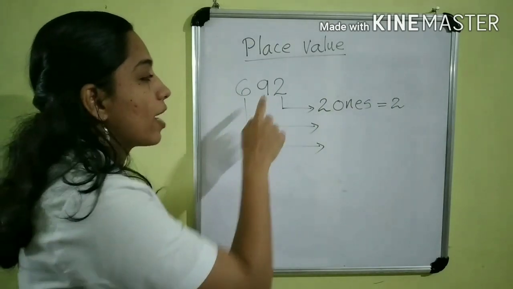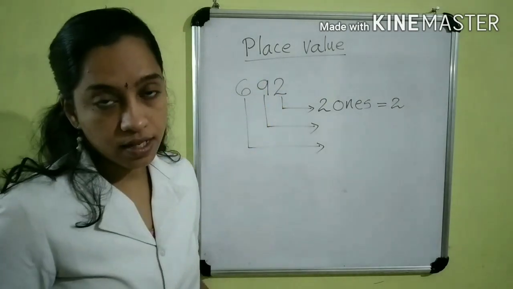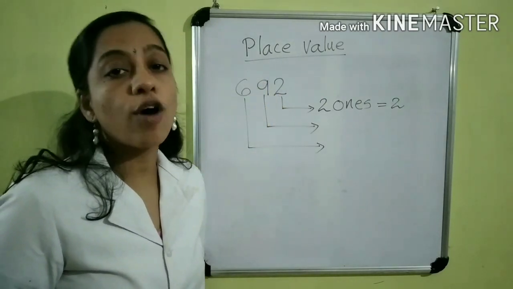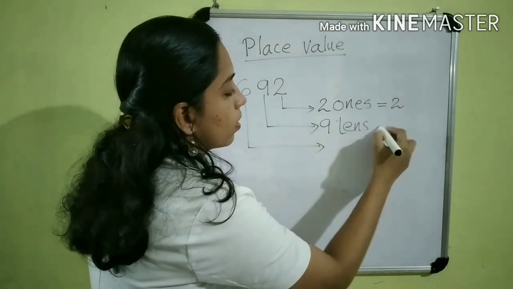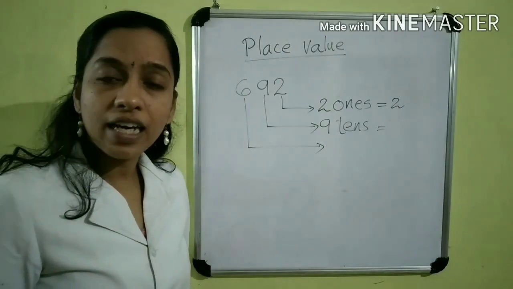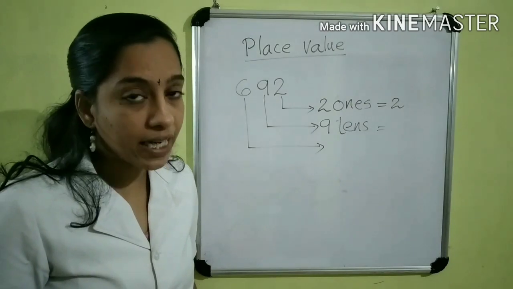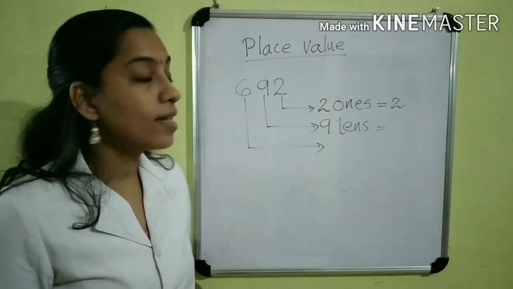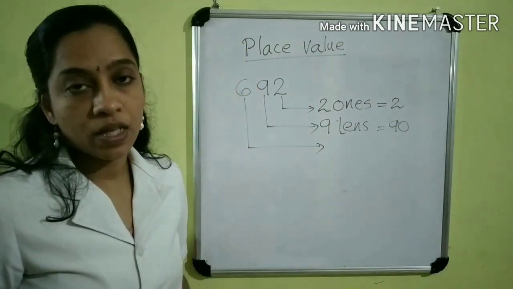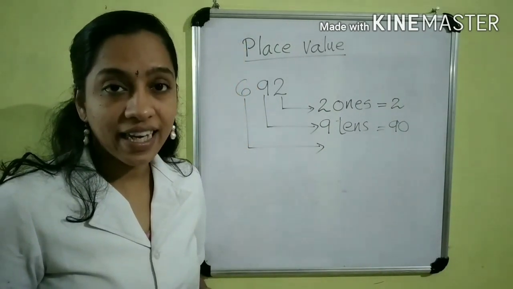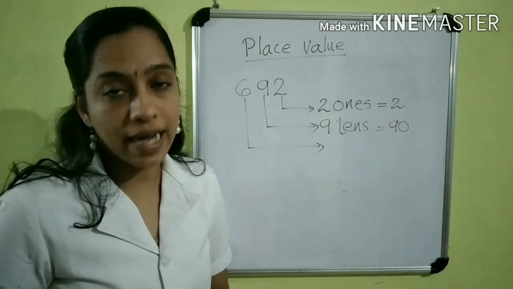Then the place value of 9. Here 9 comes in tens place. So we can write the place value of 9 as 9 tens. We learned the value of 9 tens. Tell me children, what is the value of 9 tens? Yes, 90. So we can write 9 tens is equal to 90. So the place value of 9 in 692 is 9 tens, that's equal to 90.